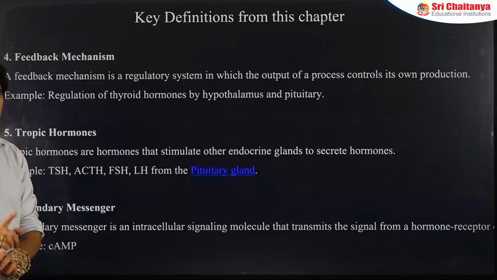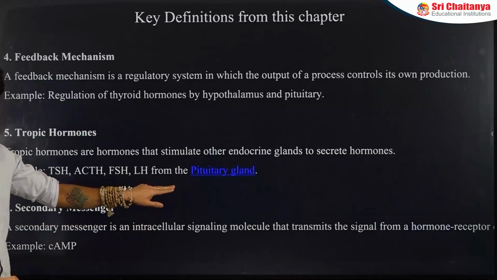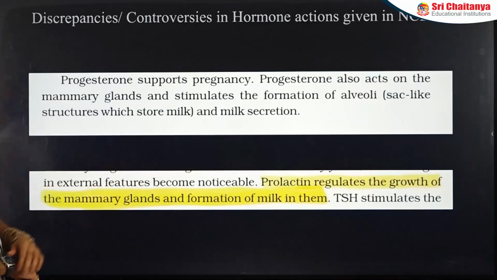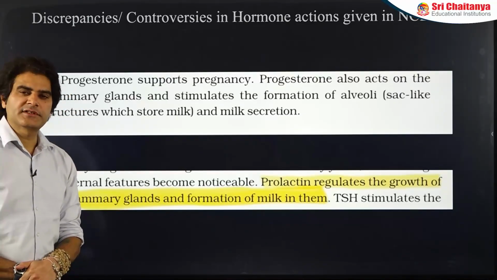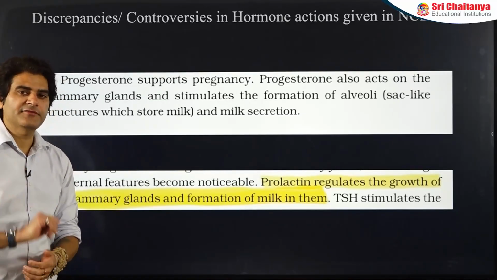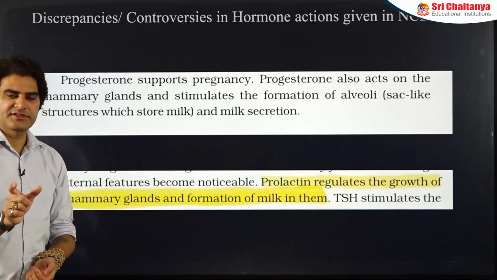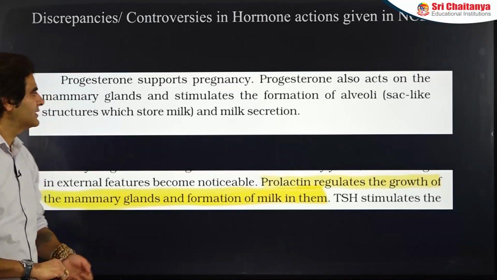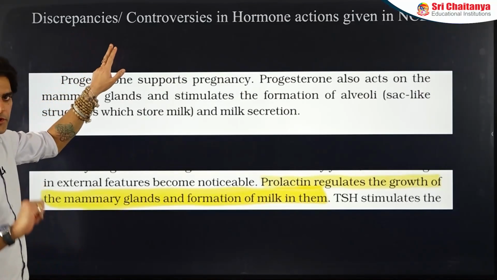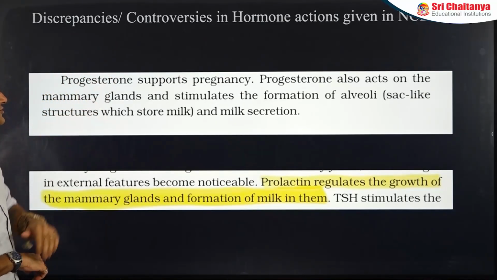Secondary messengers, the molecules formed inside the cells in case of water-soluble hormones. Another key area that we should look at over here is certain discrepancies. Like in the very first question we discussed, relaxin as well as progesterone are produced from the ovary, but we had to choose one option. So there is one more discrepancy of the similar type that is related to progesterone.